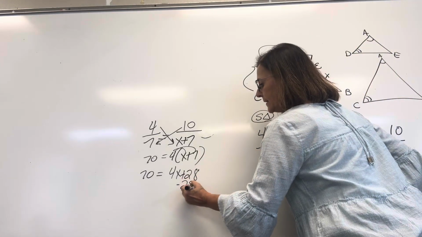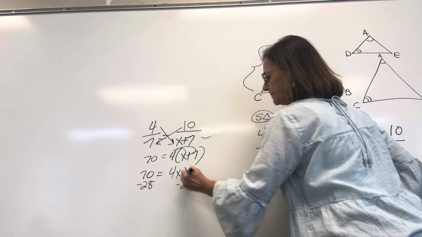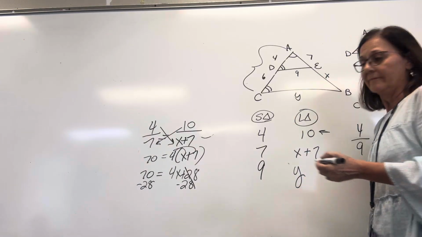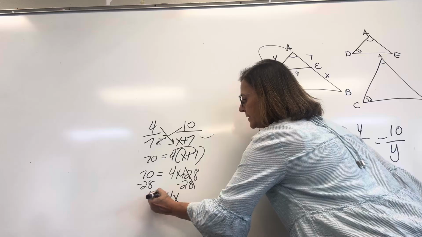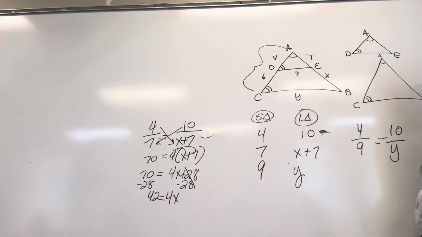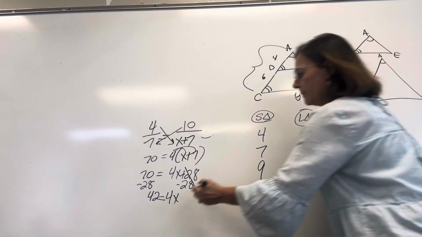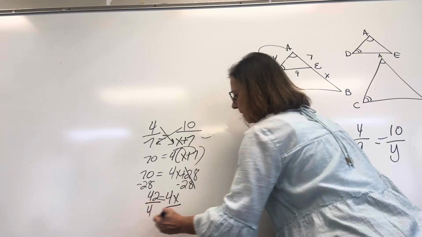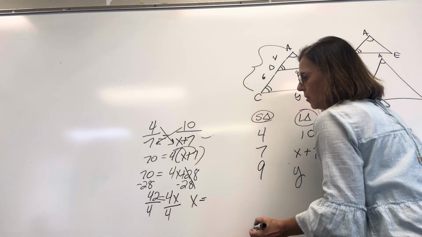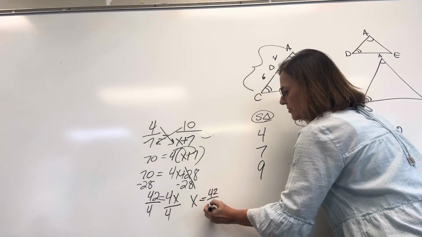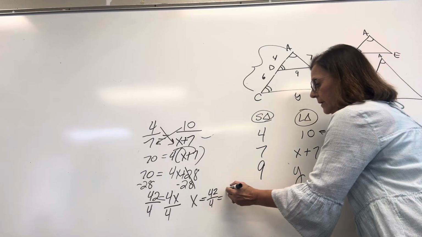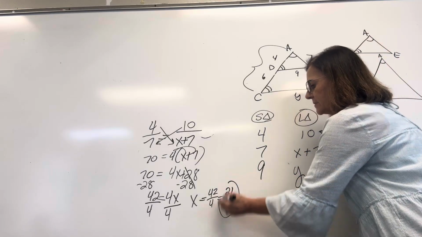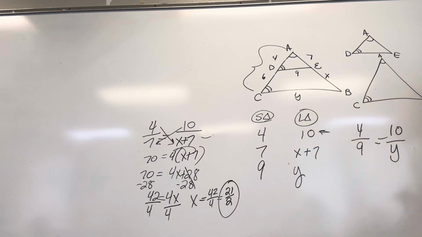Subtracting my 28 on both sides. 42 equals 4x. And dividing by 4, I have x equals 42 over 4, but both of those are divisible by 2. 21 halves. That's the value of x.